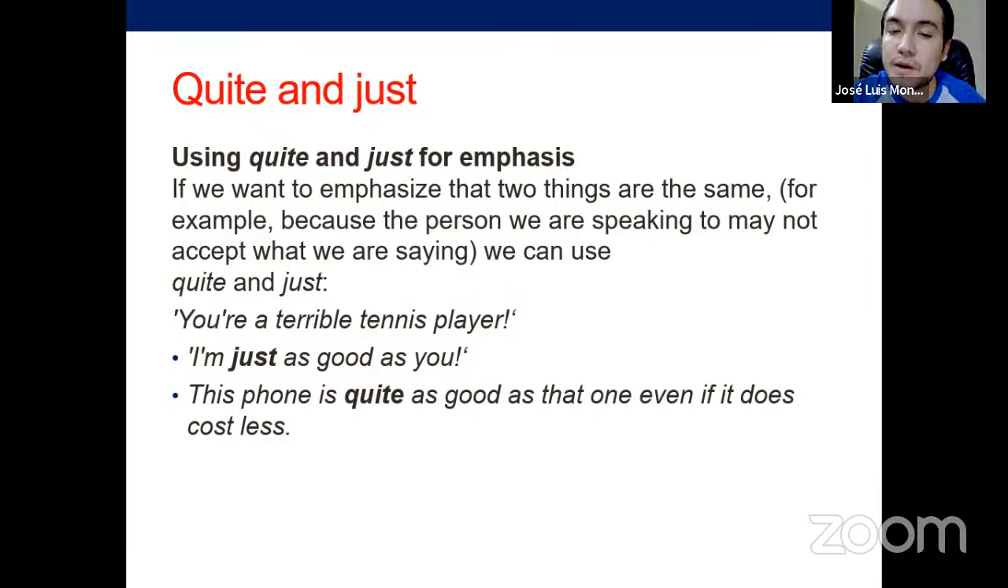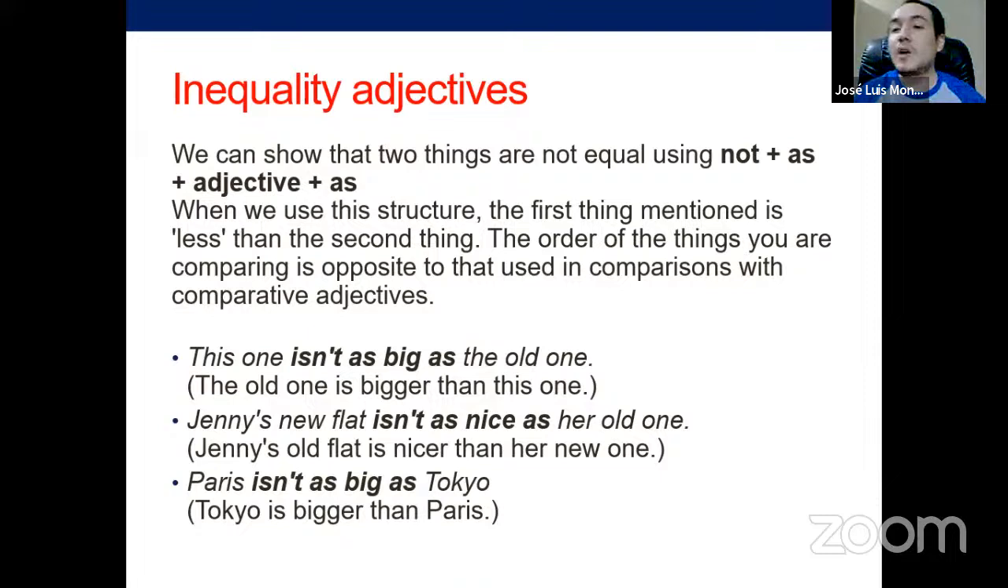This phone is quite as good as that one, even if it does cost less. Again, the idea is that it is the same, but we are putting emphasis on that equality. So that was equality. We can use just affirmative sentences. We can use nearly to show that it's close to being similar, or we can use just and quite to show that again.